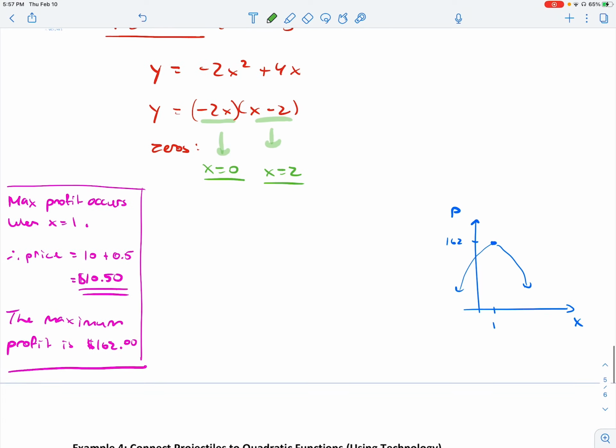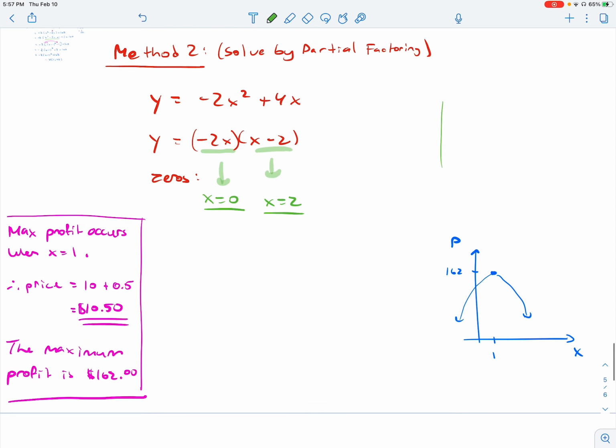So what are those handy for? Well, when we're looking at our graph, the x-intercepts can help us determine the axis of symmetry. And we want the axis of symmetry because the x value of our vertex is actually going to be whatever the axis of symmetry is. And then we're going to have something for the y value. So that's really why we do this, to help determine the vertex.